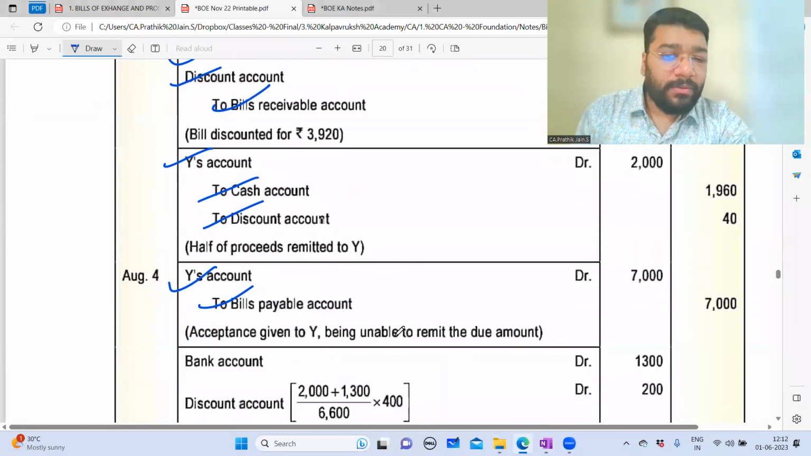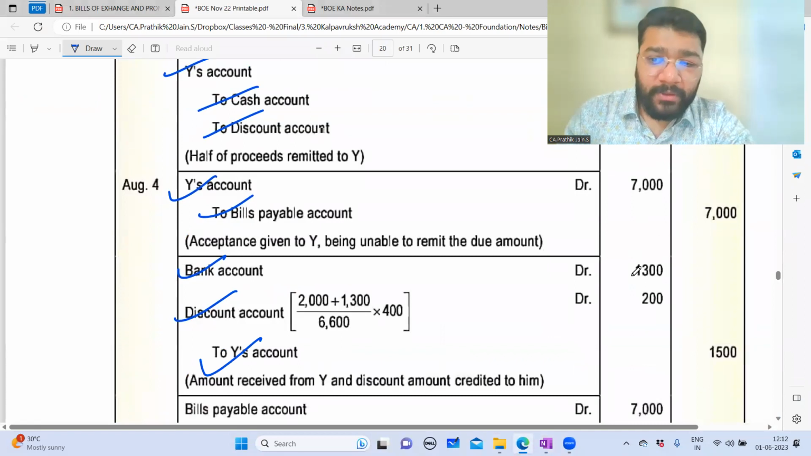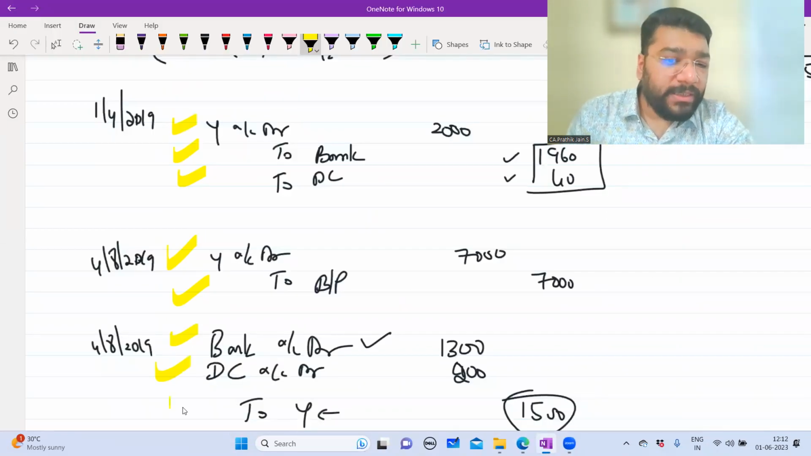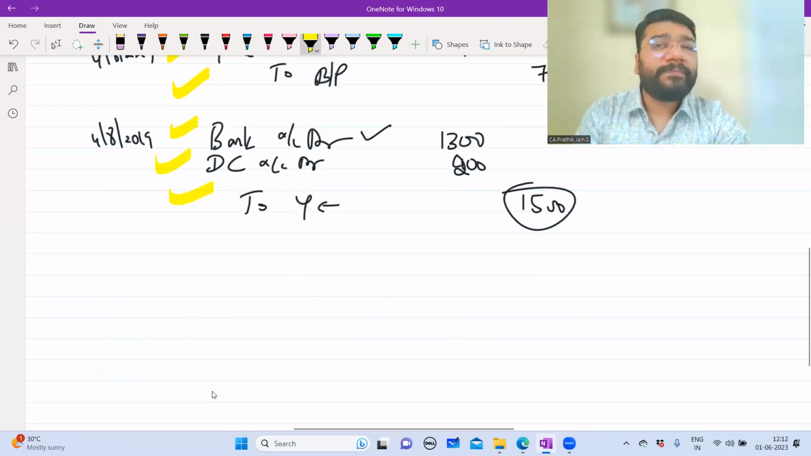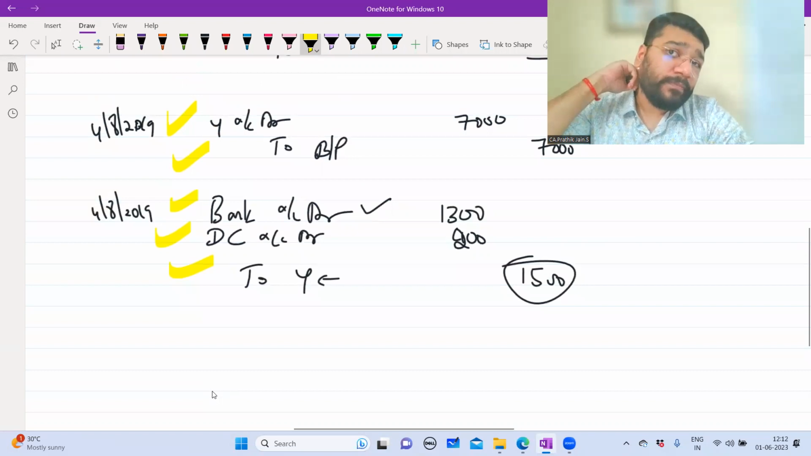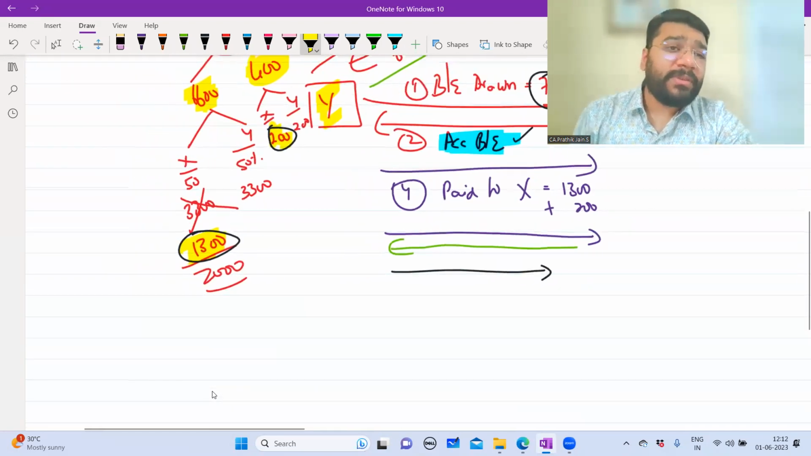Bank account debit, discounting account debit to Y, 1,300, 200 and 1,500. Same thing. Bank discounting charges to Y. So far everything is comfortable. For this one, instead of doing that calculation, we should divide it in the same proportion, 50%. Yes, now you may ask a question, sir.